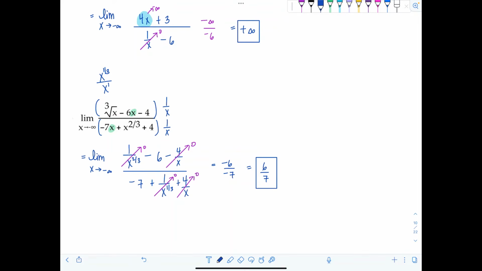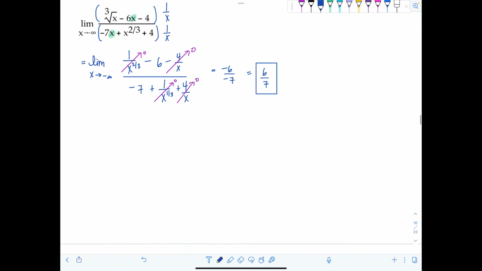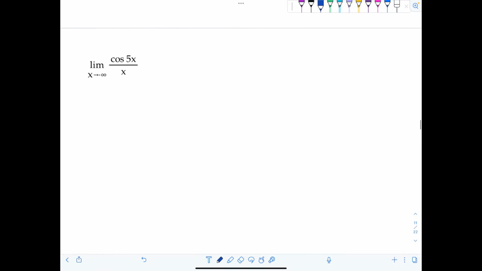Good. You feeling like you're getting the hang of these? Lovely. Now, what about this one? Limit x goes to negative infinity, cosine 5x over x. So if x goes to negative infinity, where's cosine 5x going?